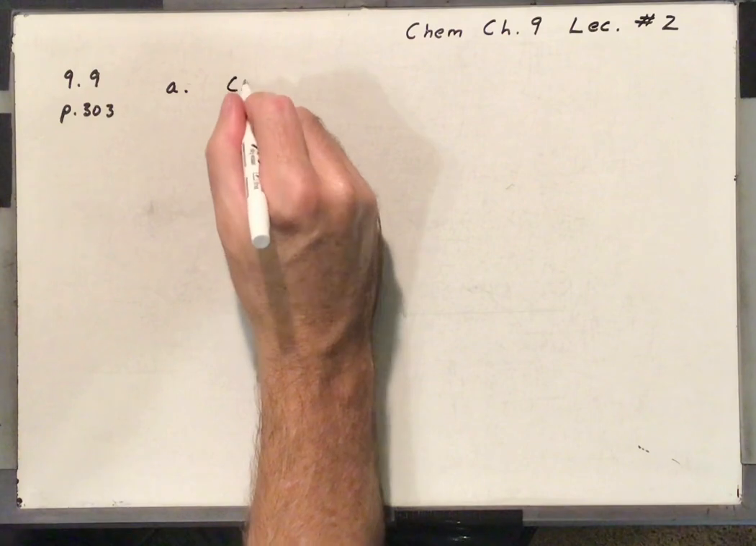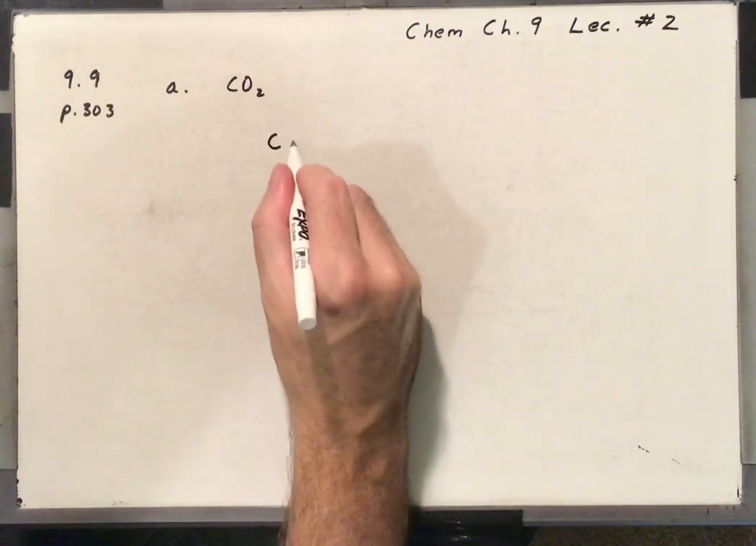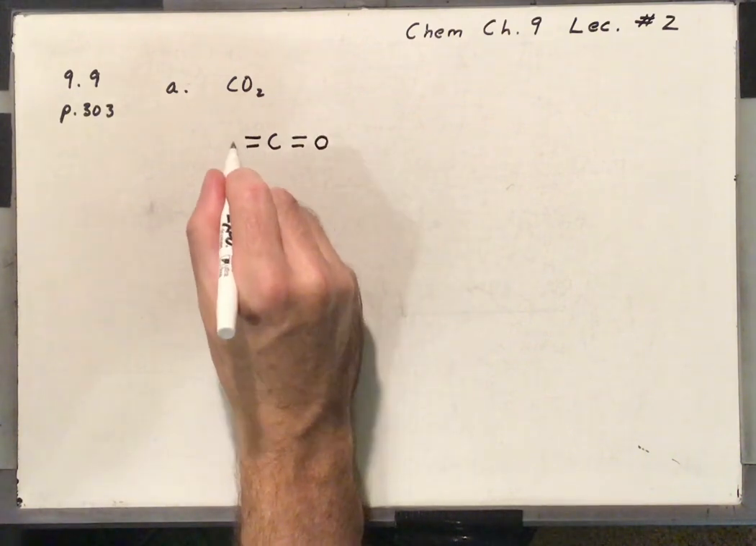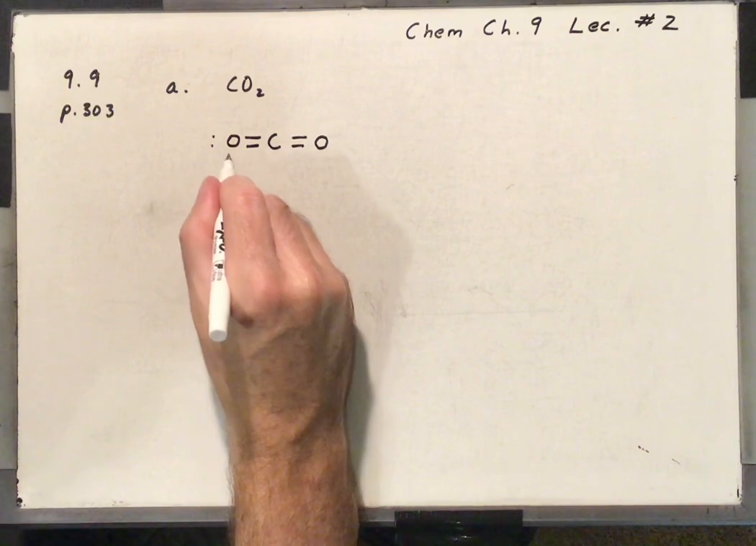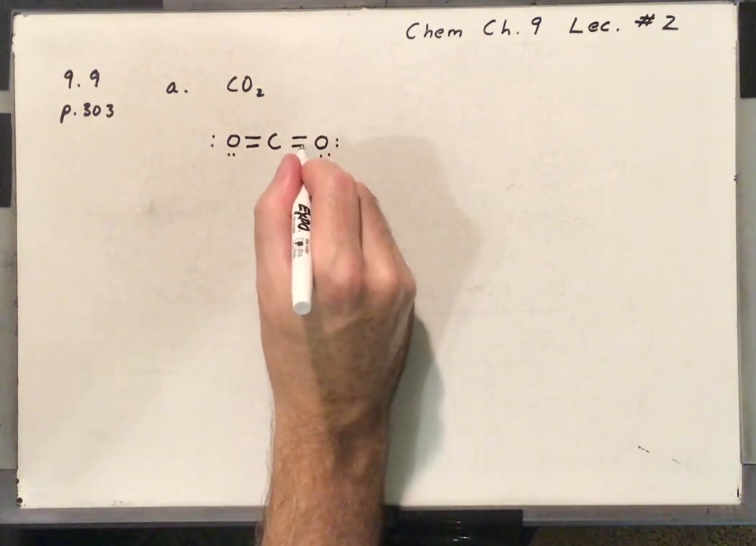So the first one is CO2. Okay, CO2, carbon is in the center. We've drawn this one before. You'd have a double bond with each oxygen. Right, this is that, and it has a linear shape.